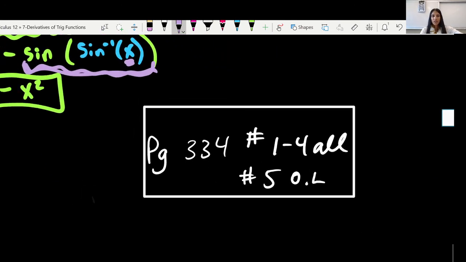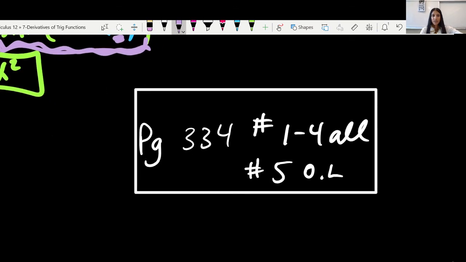Your assignment or your work for this section is page 334, 1 to 4 all, and number 5 odd letters. If for 1 to 4 all, you feel like you've gotten the hang of it and you want to do odd letters, your choice.